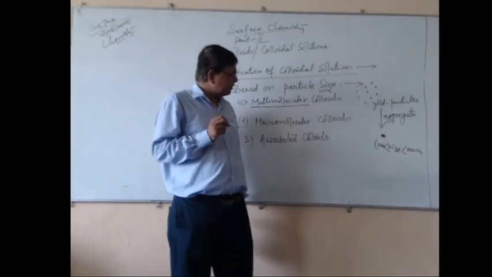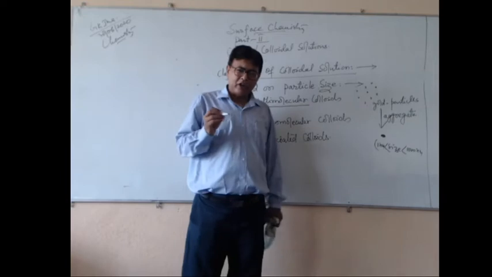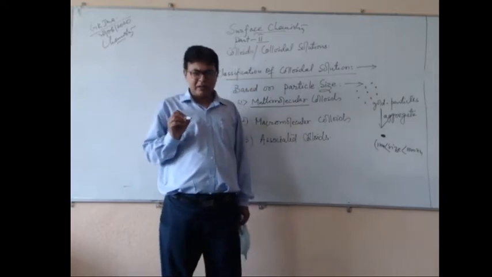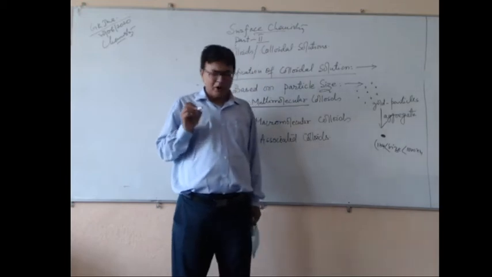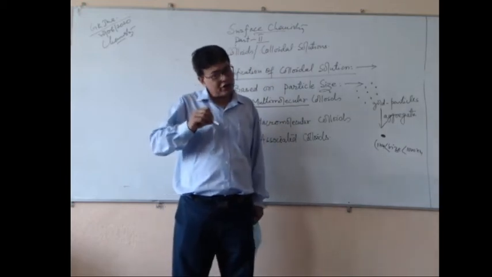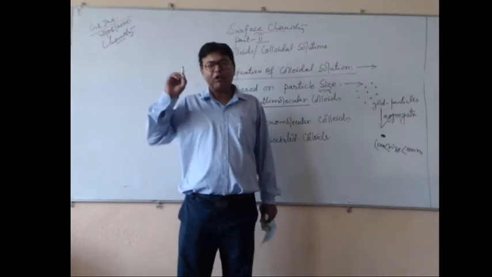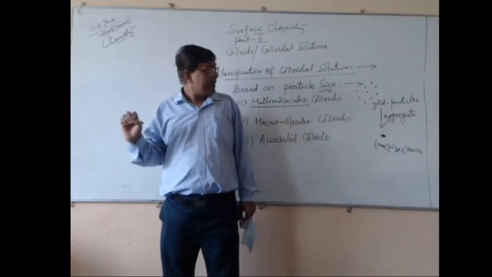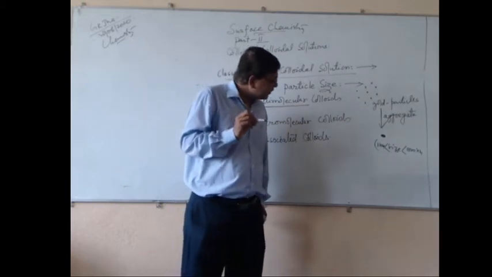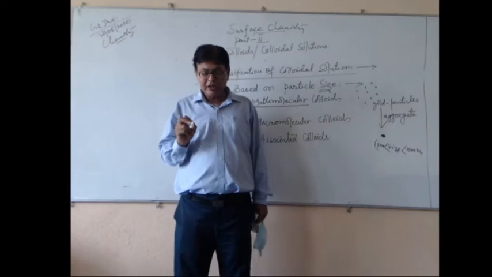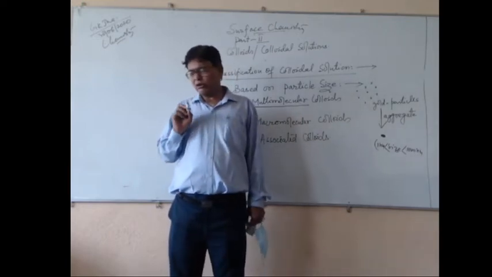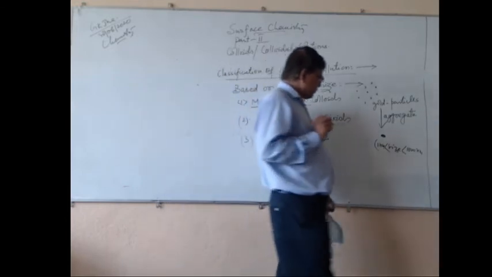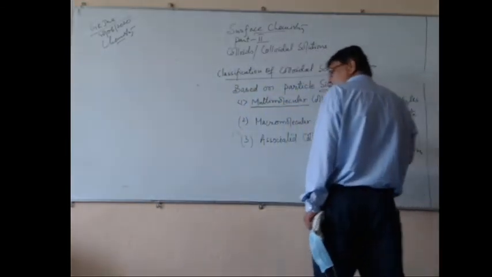Multimolecular colloids, how can you define it? Very simple. A large number of molecules aggregate together to form a molecule, the size of which falls within colloidal range. Such kind of colloidal solution is known as multimolecular colloid. Okay, so many examples are there. Gold sol.